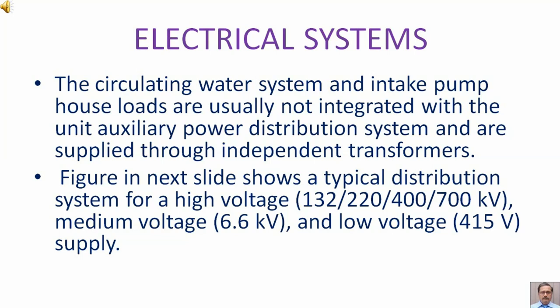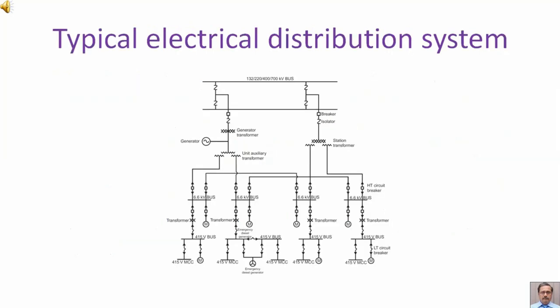Figure in next slide shows a typical distribution system for a high voltage, that is 132 to 700 kV, medium voltage 6.6 kilovolt and low voltage 415 volt supply. This is the typical electrical distribution system diagram for a power plant unit. This diagram appears to be very small. We shall show a bigger amplified diagram after one slide.